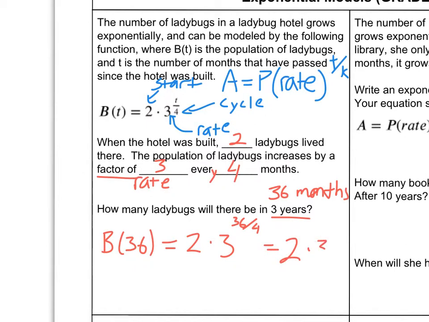So 2 times 3 to the 9th. 3 to the 9th is going to be an absurdly large number. I'm not going to actually figure this out, although now I'm kind of tempted. So I threw this on Desmos, and 2 times 3 to the 9th is going to be 39,366. So after 3 years, there'll be 39,000 ladybugs in that ladybug motel, which, by the way, is fantastic for your garden.